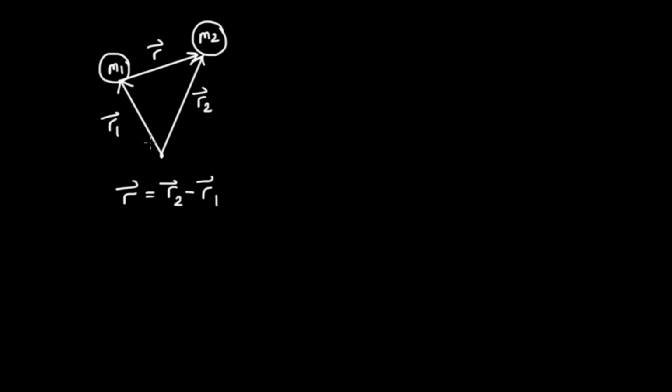Now the next thing I'd like to do is use Newton's second law on m1 and on m2 to describe the accelerations of the vectors r1 and r2. So Newton's second law is going to say that the acceleration of r1, which I'll notate as r1 double dot, is equal to the force acting on mass 1 due to mass 2 divided by mass 1. And we have a similar equation for r2 double dot. We have that r2 double dot is going to be the force acting on mass 2 due to mass 1 divided by mass 2.